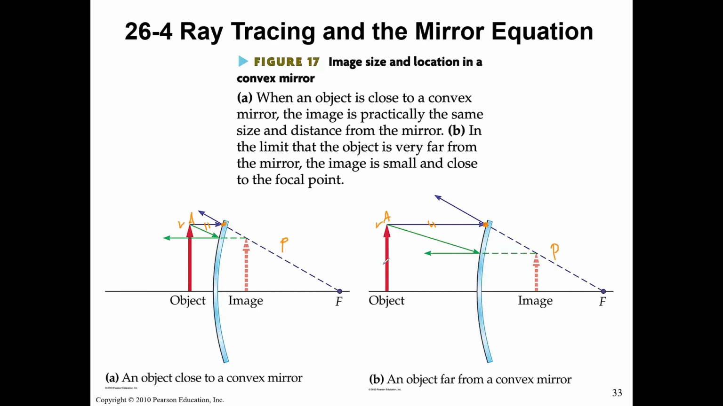Regardless where you put your object, the other F ray will actually move, right? So the F ray connects the A point and the F point, and if you move the A point further away, this F ray is going to cross the mirror at a lower point. Okay, if you move this object A further away, this crossing point will move downwards.